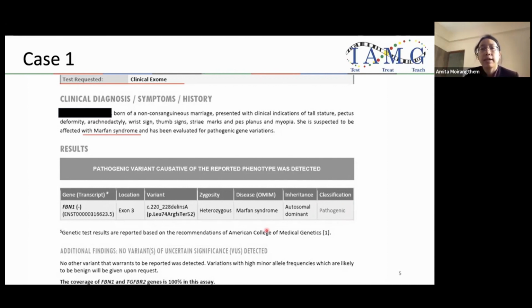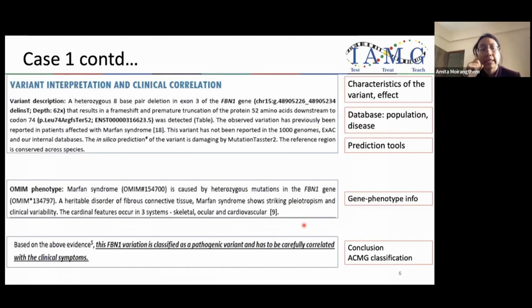So this is a typical exome report, and most of us tend to limit our focus to this table and just see whether a pathogenic variant is reported or not. However, I strongly recommend everyone reading exome reports to go further and read the description or the details given subsequently. So first, the labs give details about the variant which is detected. These details are in the form of the characteristics of the variant, like where is the variant?